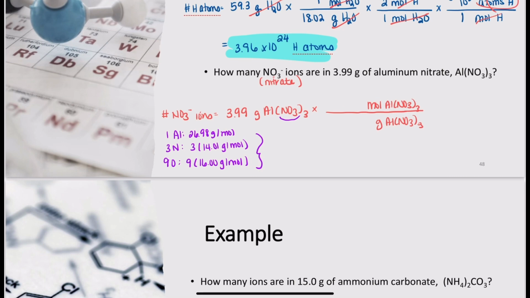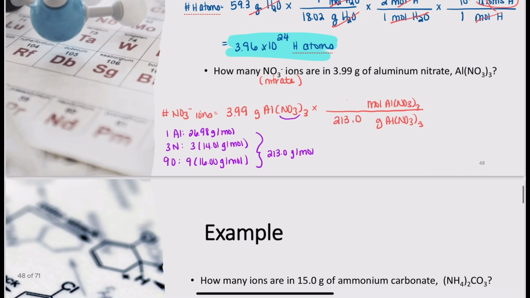When I add this up with sig fig rules, I'm going to get 213.0 grams per mole. So 9 times 16 brings me down to 1 decimal place because of 4 sig figs. So that's why I have 1 decimal place in my final answer. 213.0 grams for every 1 mole of aluminum nitrate. That cancels my grams of aluminum nitrate, but now I have moles of aluminum nitrate.